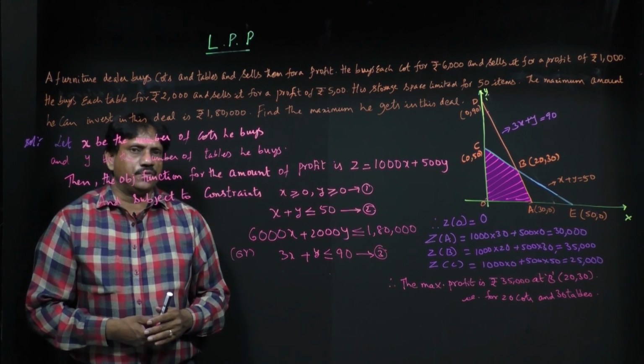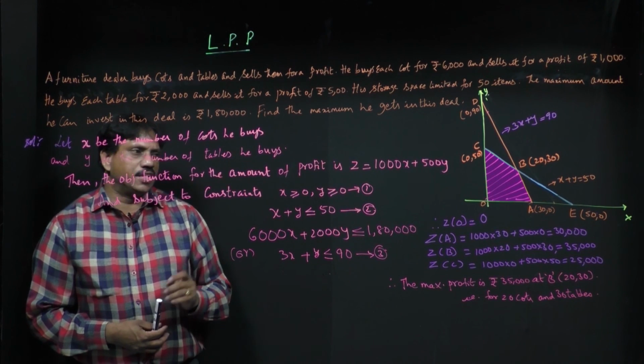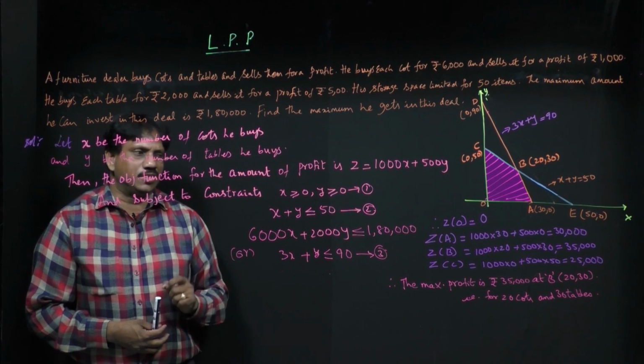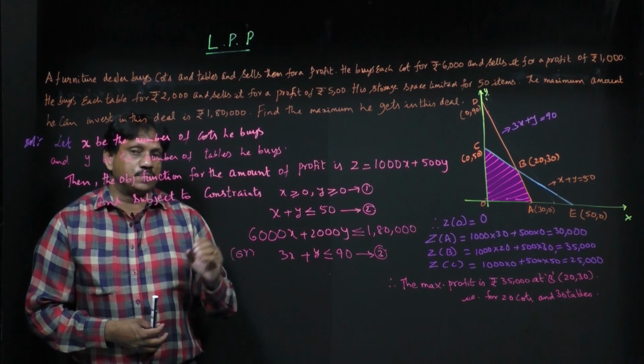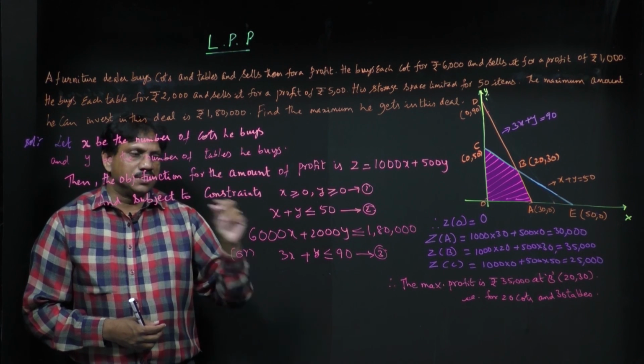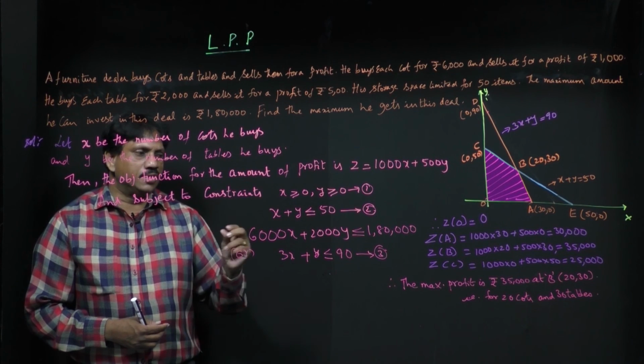By solving the LPP, we got the maximum profit at the corner point B, 20, 30, which is nothing but 35,000 rupees. You will get this profit if you buy 20 cots and 30 tables.